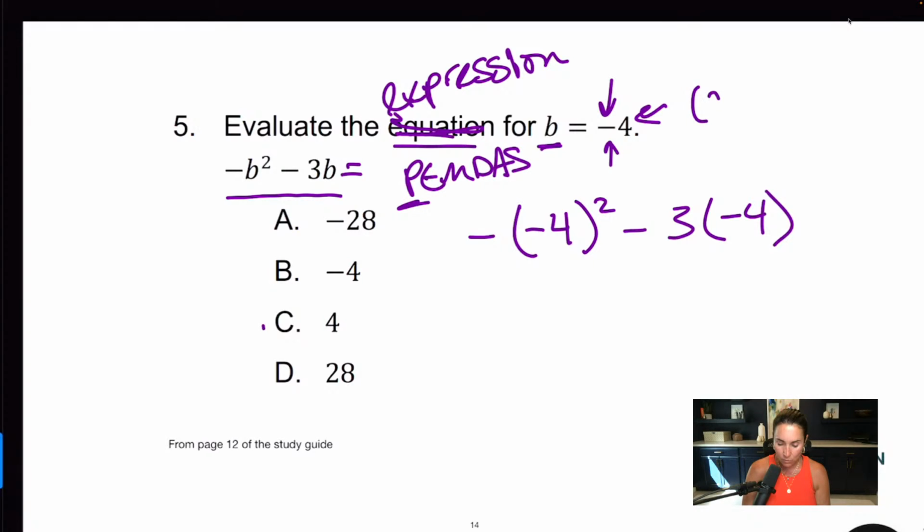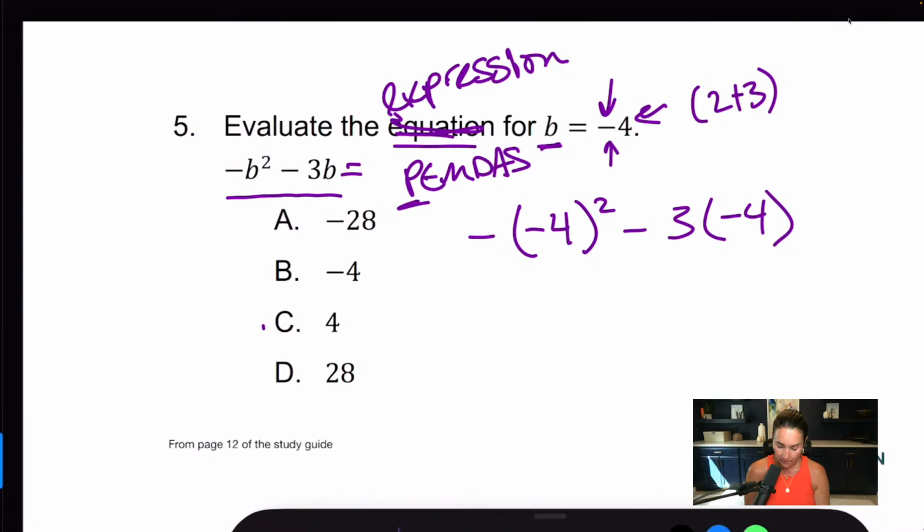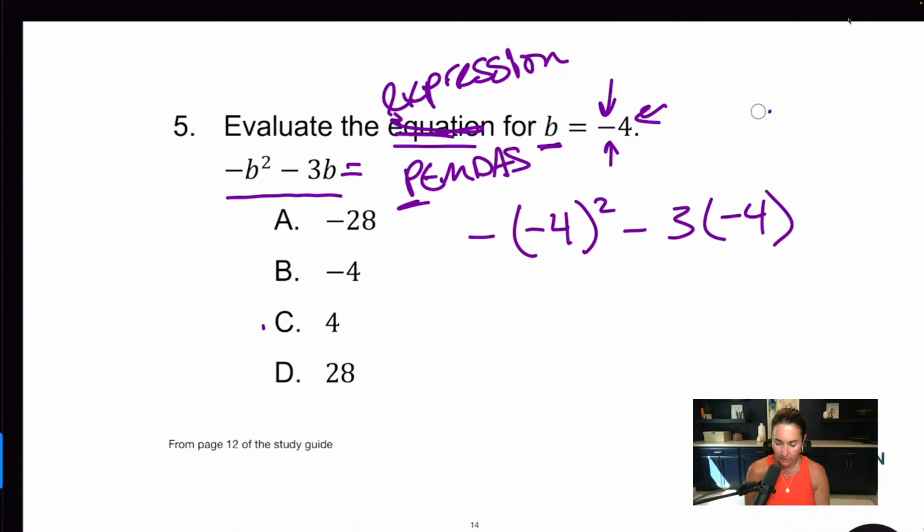Now, I don't have any parentheses. Parentheses means there's some sort of operation inside the parentheses, like here, 2 + 3. We don't have that. We do have parentheses, but there's no operation going on inside of them. So I can move to exponents here.